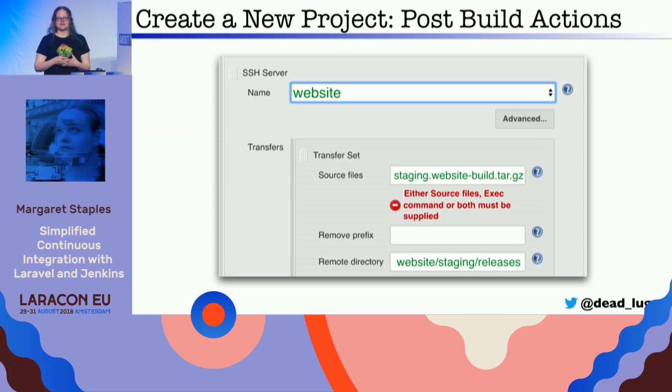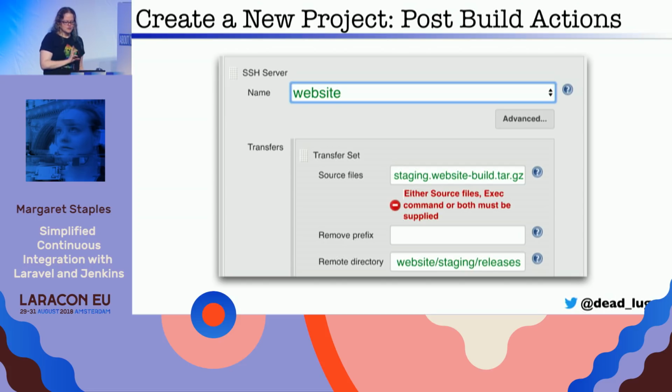For the name, we're going to select our deploy server. Remember, we did that form earlier, so it's already there. Then under transfers source files, we're going to say the name of this project. So for me, staging.website/build.tar.gz, because that's the tarball that we just created. And that's what we're going to transfer over SSH.